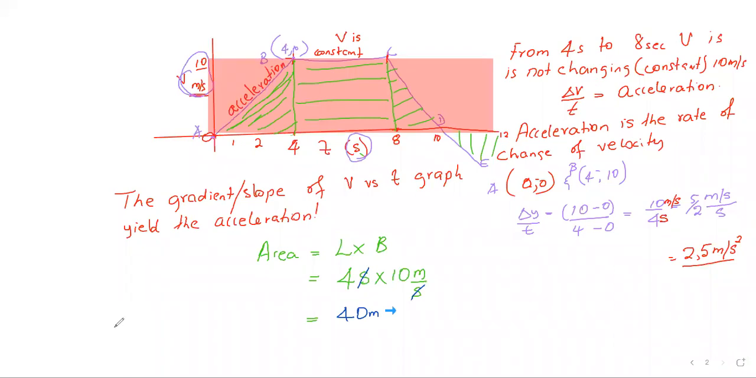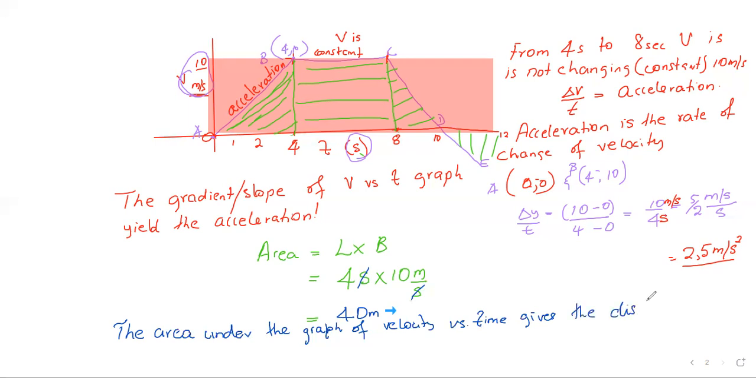Therefore, you can conclude that the area under the graph of velocity versus time is the displacement.